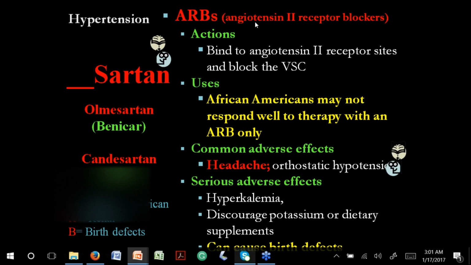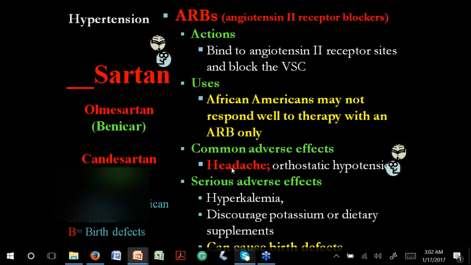The adrenal gland has receptors for angiotensin 2, and these receptors are going to be blocked. The result is that the adrenal gland cannot produce aldosterone. The suffix is -sartan, like losartan. Here's the A again: African Americans may not respond well to this therapy.